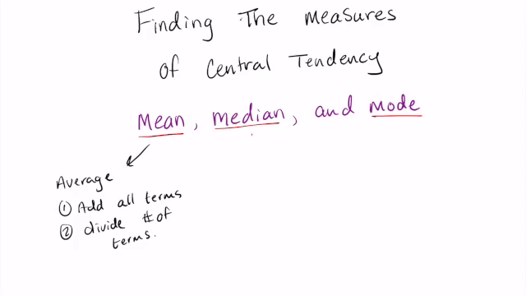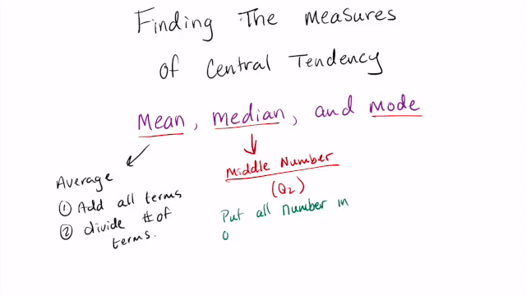The next one that we have is our median. This is our middle number. So it's our middle number, also known as Q2. But in order to find the median, the most important thing that I must do is put all numbers in order from least to greatest.